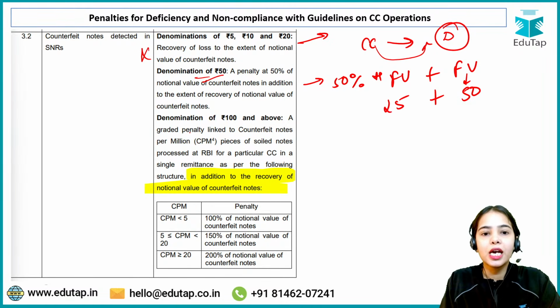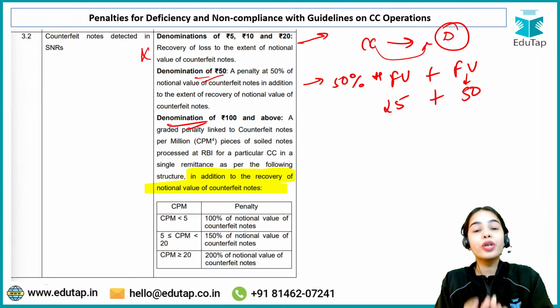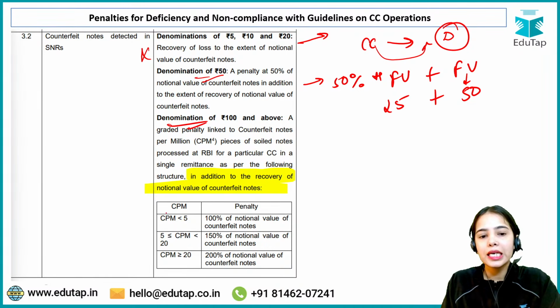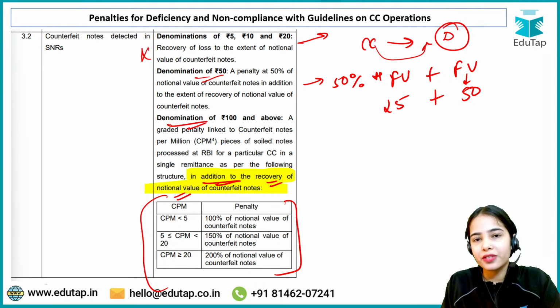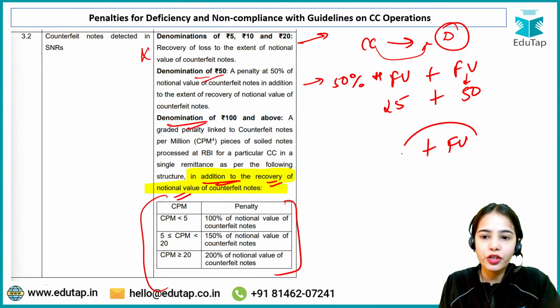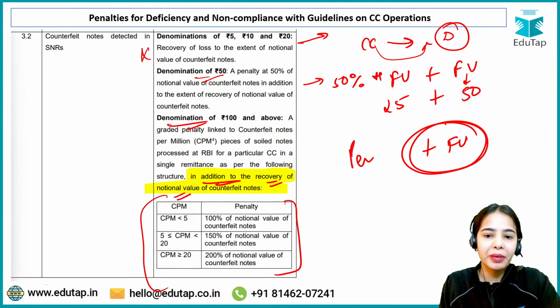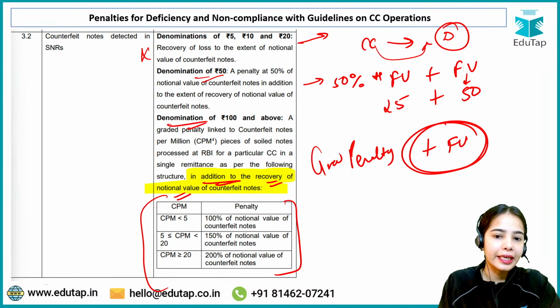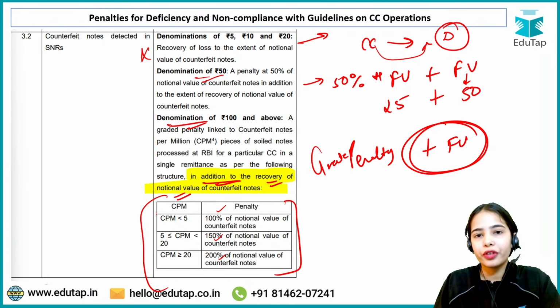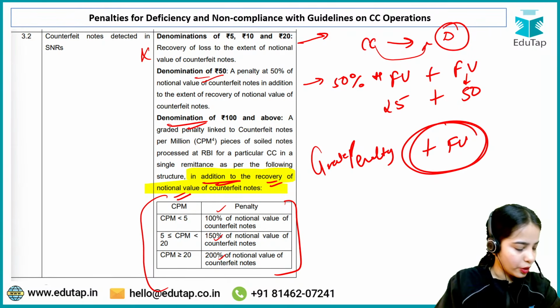So if the note is of 50 rupees, the face value plus 50% of face value, 50% of 50 rupees, that is 25 rupees. But if the denomination is 100 rupees and above, the counterfeit note should have been identified, and in this case the penalty is levied, and with that the recovery of face value should also happen. This is a graded penalty as it keeps on increasing with the number of counterfeit notes per million soiled notes.